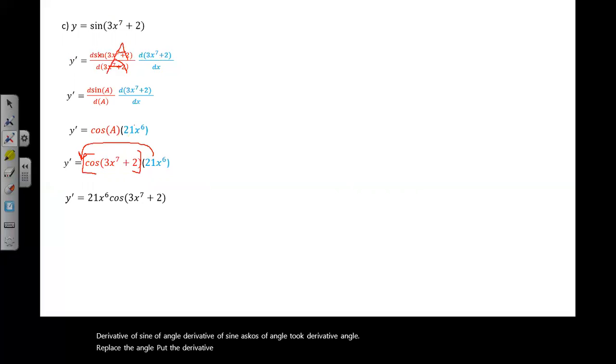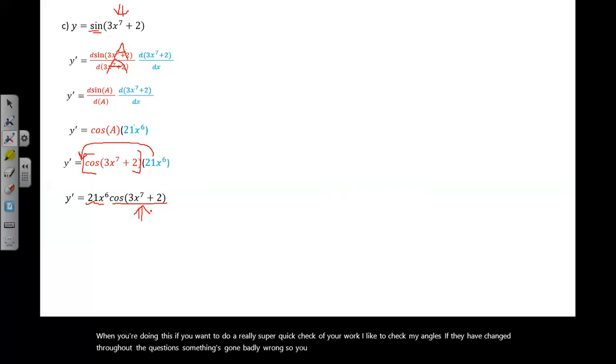Well, those are like the idea of outside and inside. Derivative of outside function sine is cosine of angle. Derivative of inside function, 21x to the 6. When you're doing this, if you want to do a really super quick check of your work, I like to check my angles. If they have changed throughout the question, something's gone badly wrong. So you go angle, angle, that looks good. So the angles don't change. The only way they would change is if you use a trig substitution. So that's kind of university law.